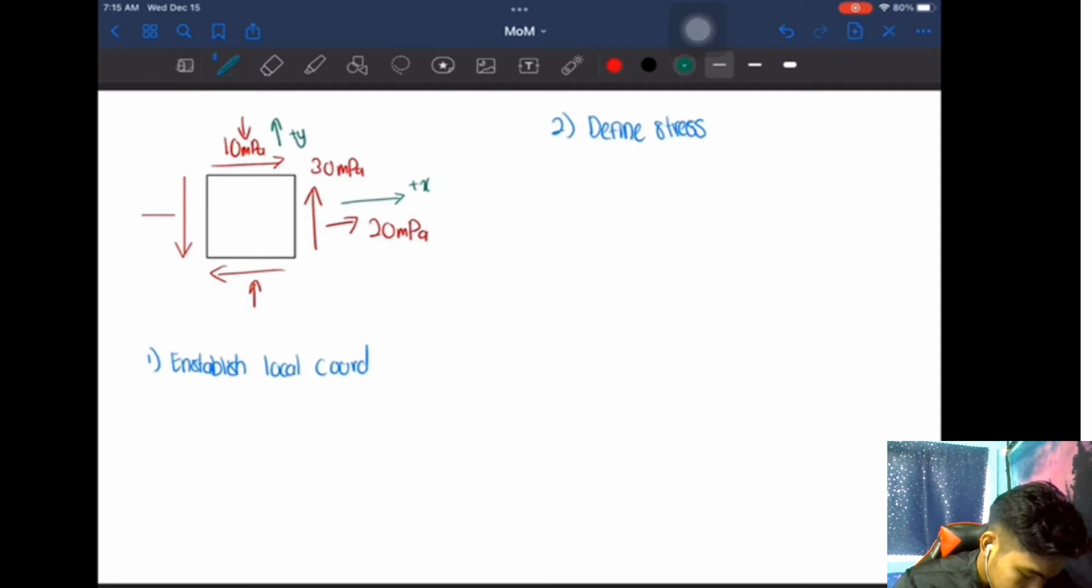This is important so we can define our stress. The next thing to do is define stress, and with our coordinate system, sigma x, because it is causing tension, is equal to 20 megapascal, and sigma y is causing compression on the stress element, so it is negative 10 megapascal, and shear stress is positive 30 megapascal.